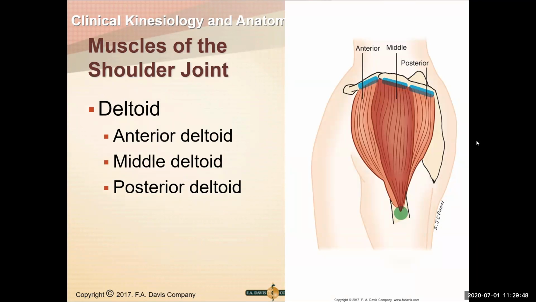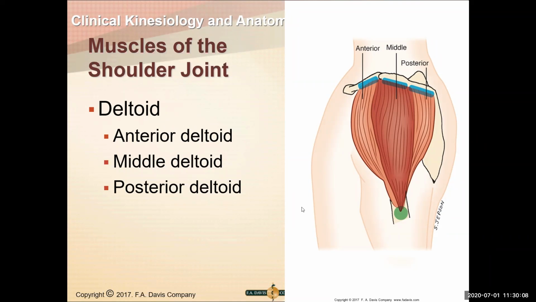Here's our delts, right? Gee, I wonder where they insert at. Could it be the deltoid tuberosity? Never would have guessed that. The delts are responsible for a lot of our motion going away from the body, right? Our abduction, adduction, and extension. They're our prime movers.